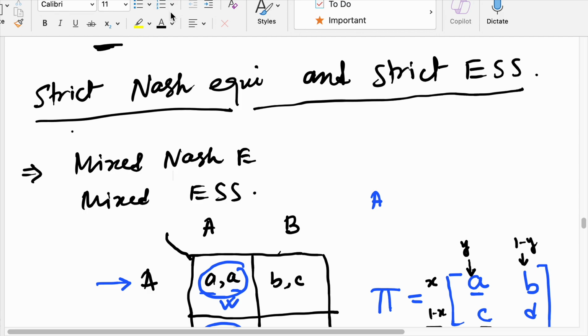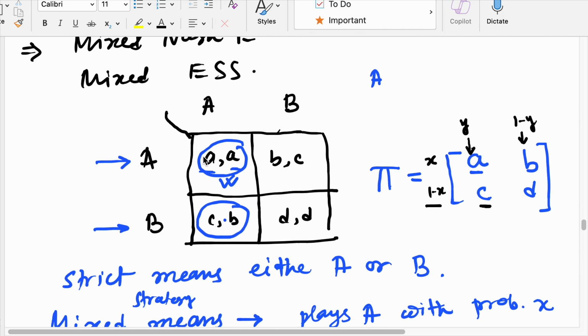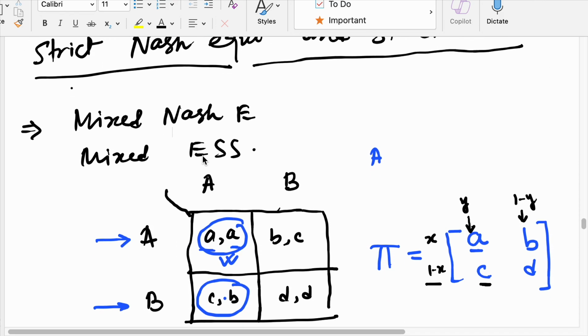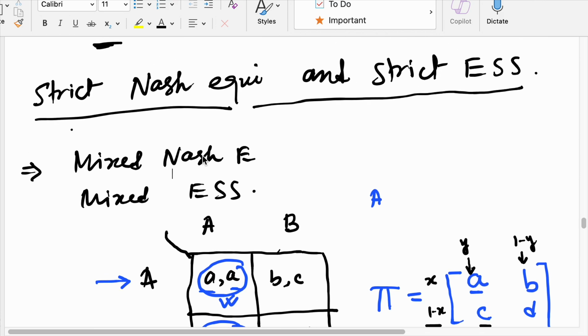What I will do today, because I forgot to record the previous day's class, is briefly summarize what I have done in the previous class. In the previous class we talked about two concepts, which are mixed Nash equilibrium and mixed ESS. So far we know the strict definition of the strict Nash equilibrium and what we mean by strict ESS.